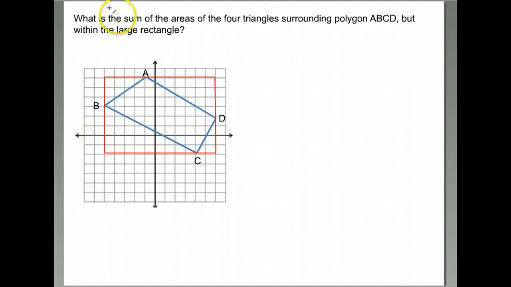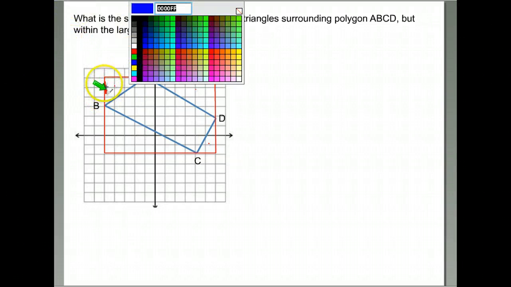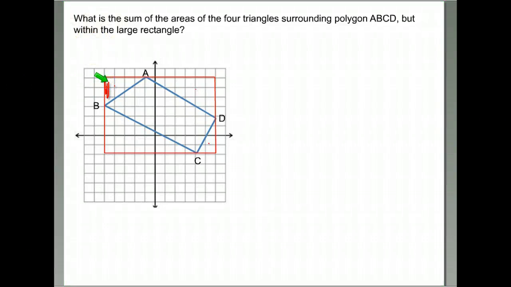Step two, what is the sum of the areas of the 4 triangles surrounding the polygon? Okay, so step one was to find the area of the rectangle. Then what we're going to do is subtract the areas of these triangles that are not inside the polygon. And then we'll have what's left over, the area of our polygon. So here we need to find the sum of the 4 right triangles, their areas. I'm going to go ahead and color them in just so we can see again what we're subtracting here.